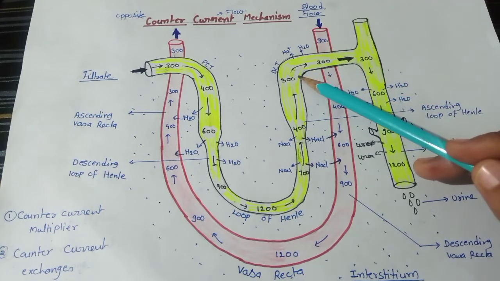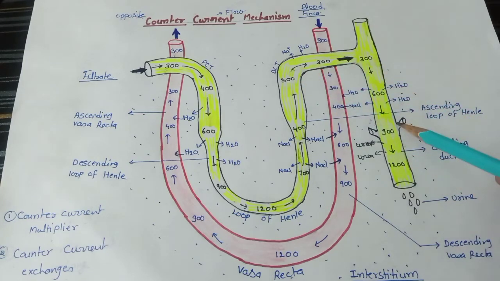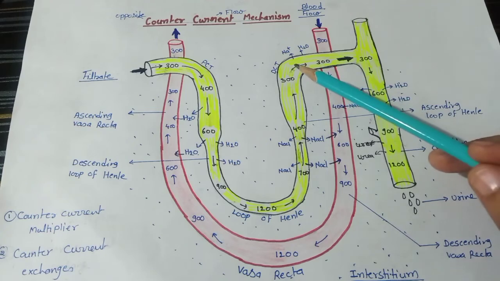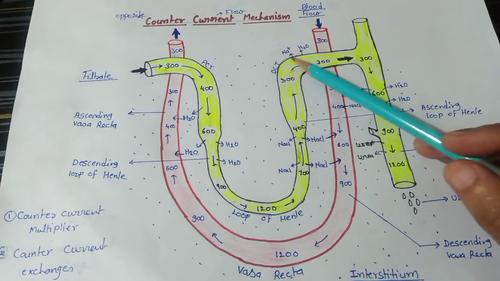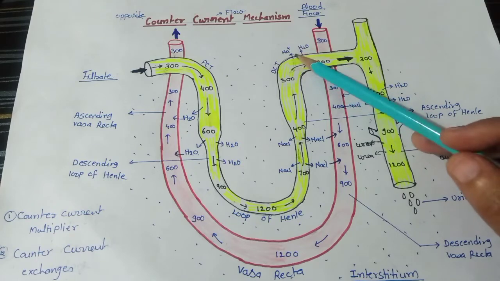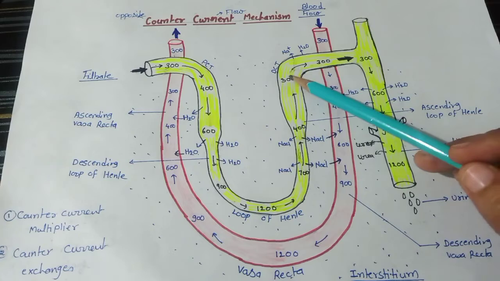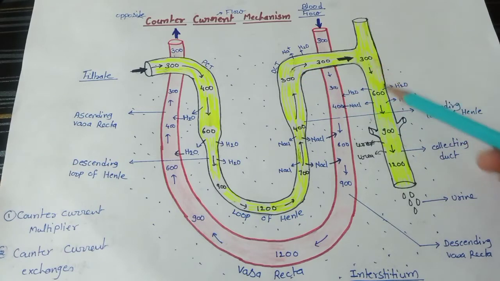So ADH and one more hormone, aldosterone, they both work in the DCT and collecting duct both. So in the presence of ADH, more water and salt are absorbed here from the urine, so the urine will get more concentrated here, means osmolarity is going to increase.